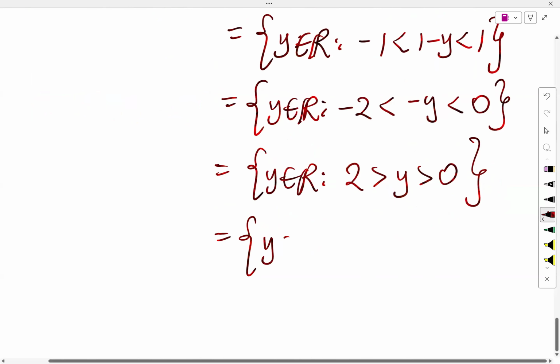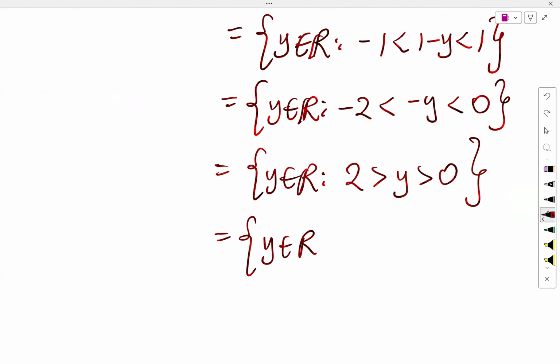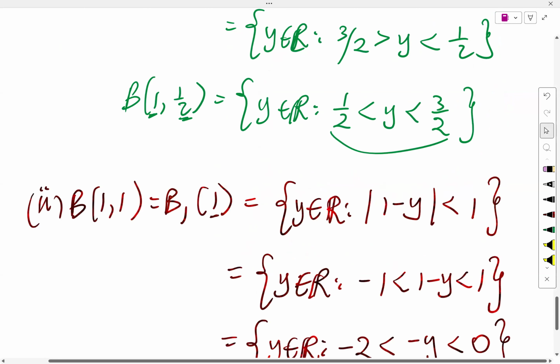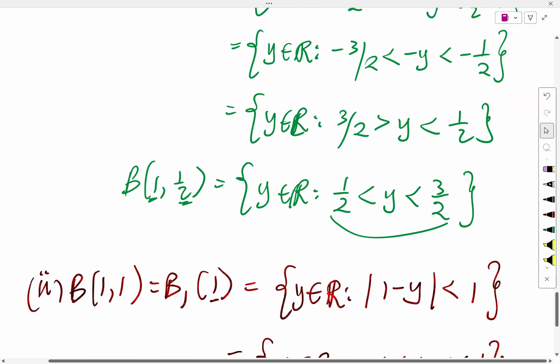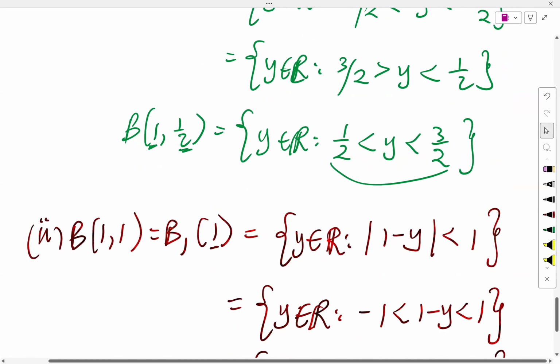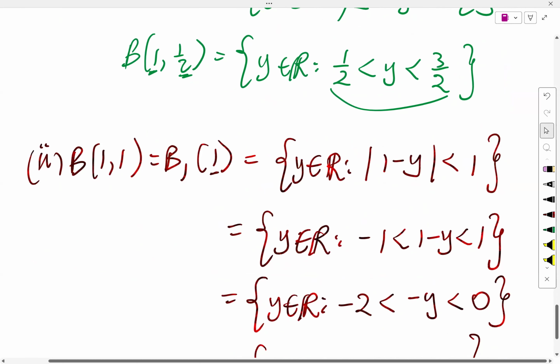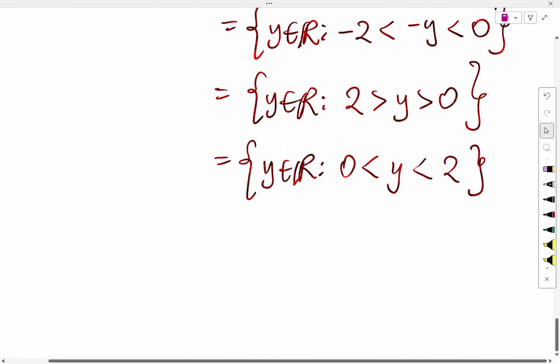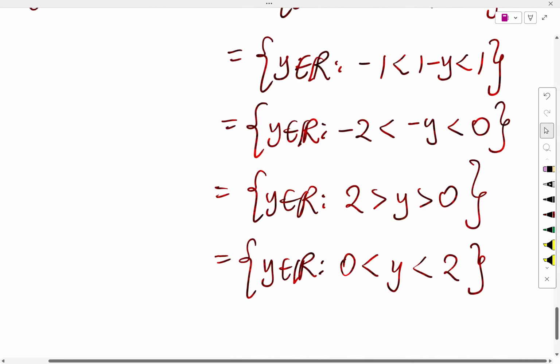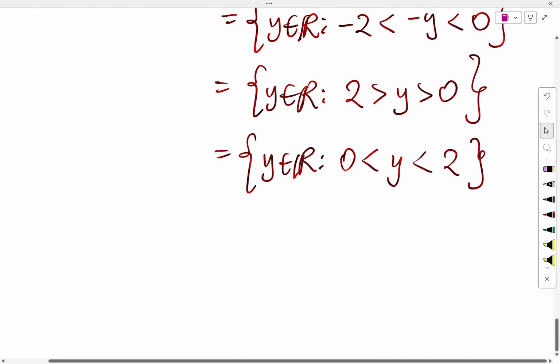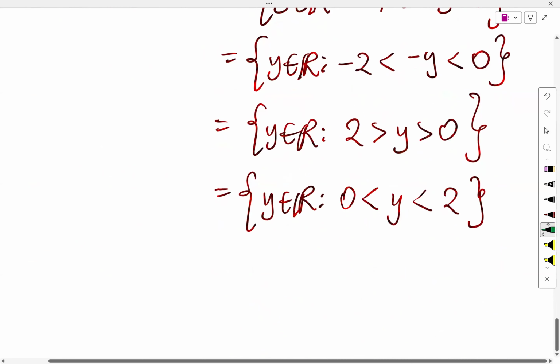And then it's the collection of all y belonging to R, the real number system, such that 0 is less than y less than 2. And that is what you get. Yeah, we can leave it there. We can actually leave it that way. So that's the second one. And the third one is what we have to deal with next.